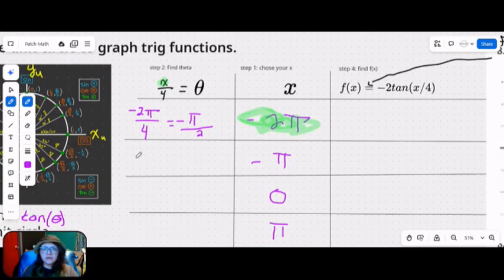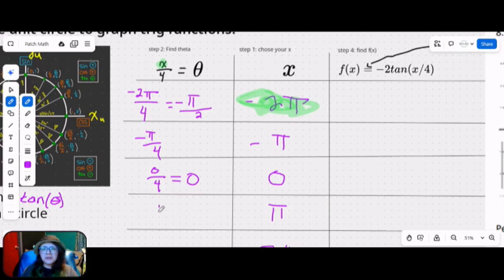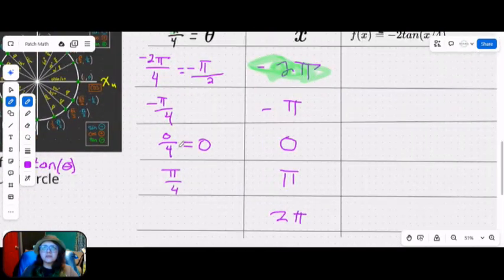This negative pi goes in there for x. This is negative pi over 4. There's no simplifying that needs to be done there. Then we're going to take that 0 and put it in for x. This is 0 over 4, and that is 0, which makes sense. If you multiply 0 by anything, you get 0 back out, other than something undefined. That is important. So pi goes in the numerator again. This is pi over 4. And 2 pi goes in the numerator again. And this is 2 pi over 4, or pi over 2.